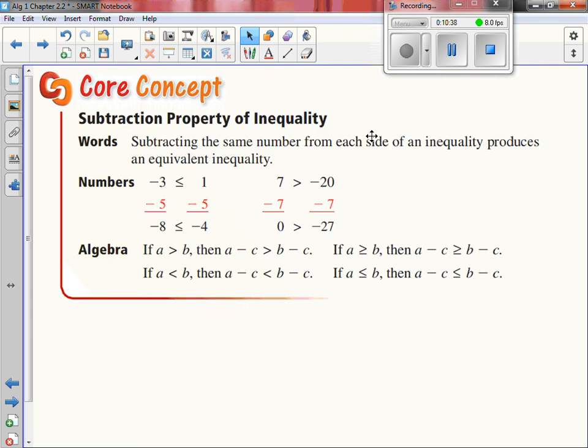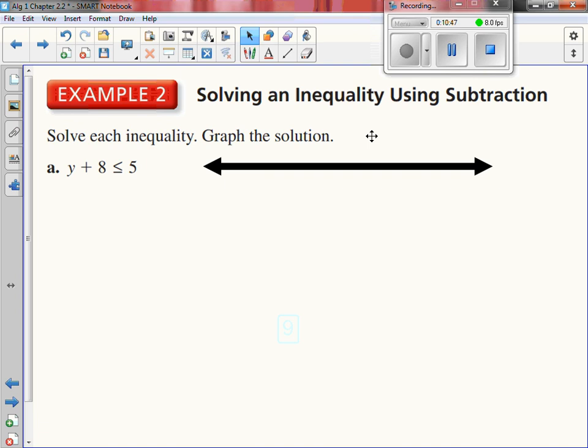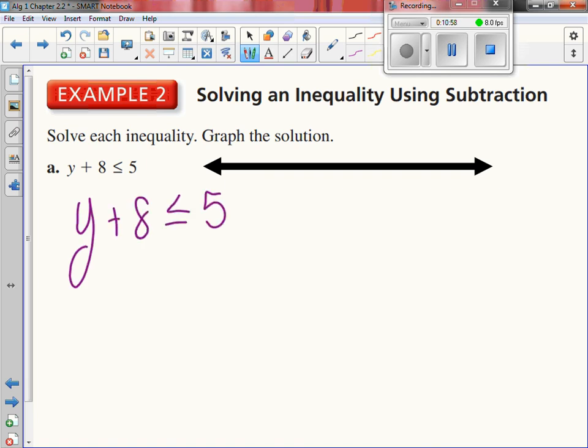Now we can also have the same thing with subtraction, because all of those, hopefully you noticed, were addition ones, yes? Now, we can subtract the same thing from both sides. So if we have something like y plus 8 is less than or equal to 5, I'm just going to rewrite it so it's a little bit bigger.